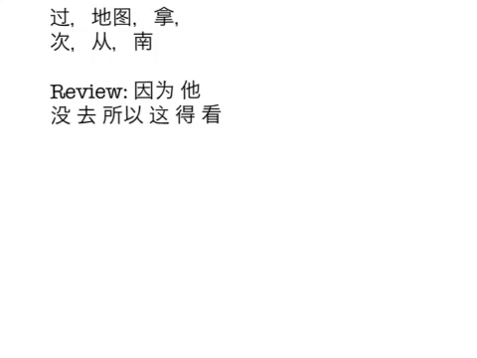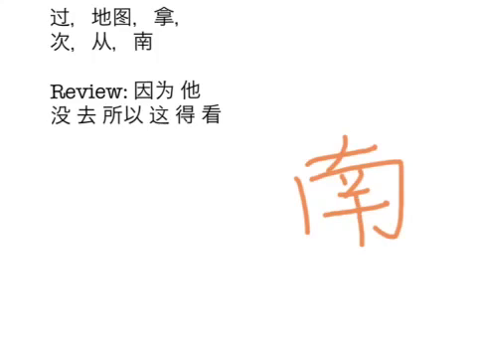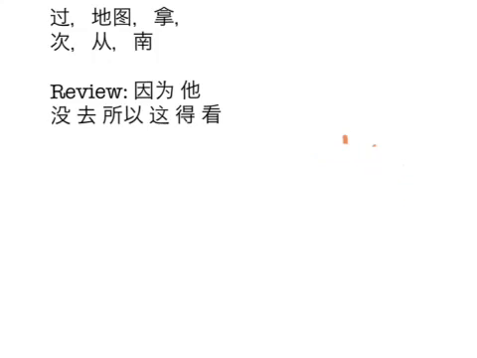And then we have 从. 从. So from here to there, we use 从 for the from part. And then 南. 南 is our first direction. In terms of north, south, east, west, we have the south. 南. You might recognize Nan from Nanjing, which is the southern capital in China.